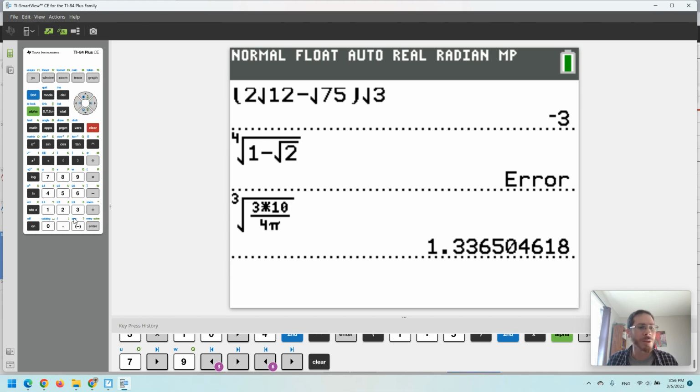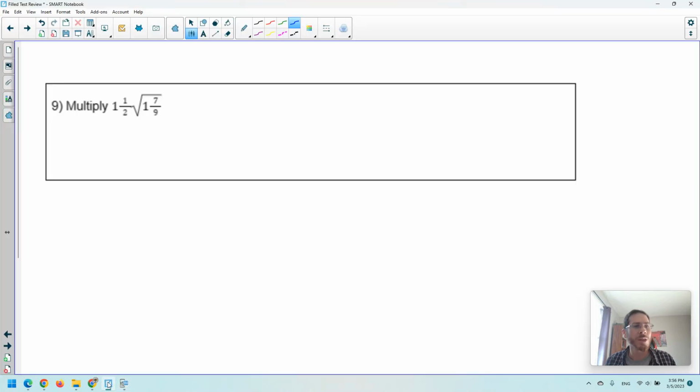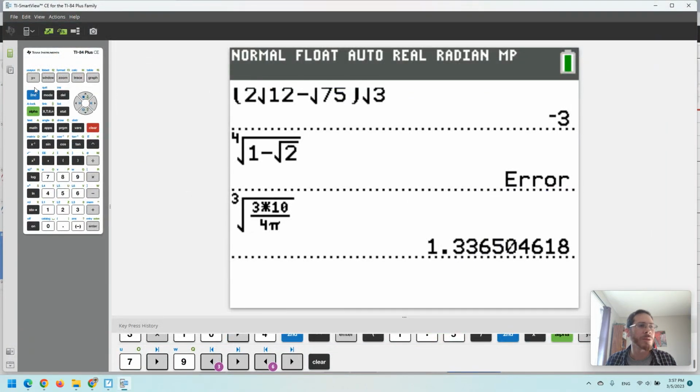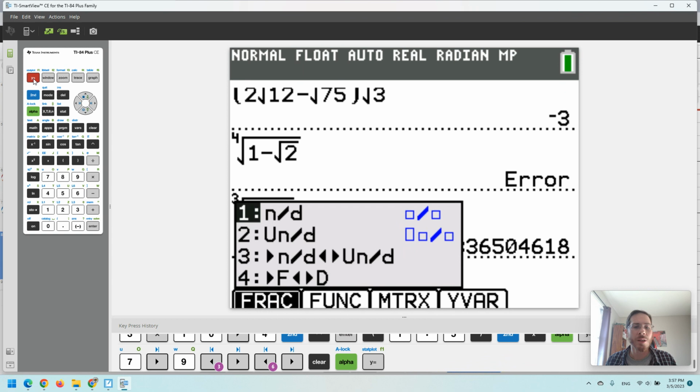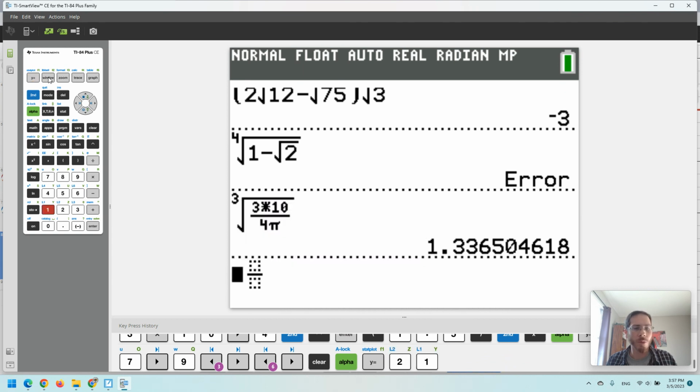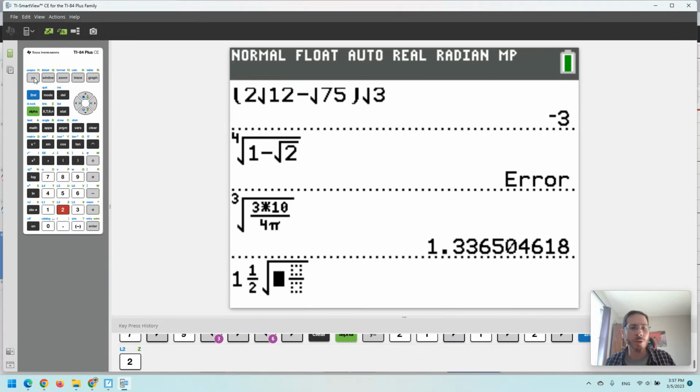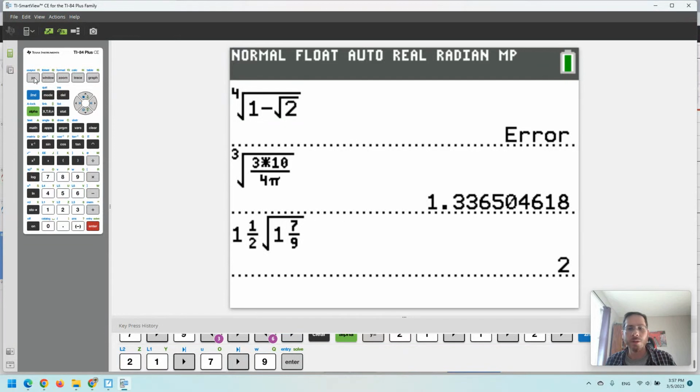Okay, I'm going to delete everything. Let's try it again. 1.5, 1 and 7/9. All right, so we want 1.5 times the square root. I'm picking option 2 for those ones, as you can see on the bottom of the screen there, 1 and 7/9. We get 2 again, so that's kind of weird. We're getting 2. That doesn't look like that's supposed to give me a normal number.